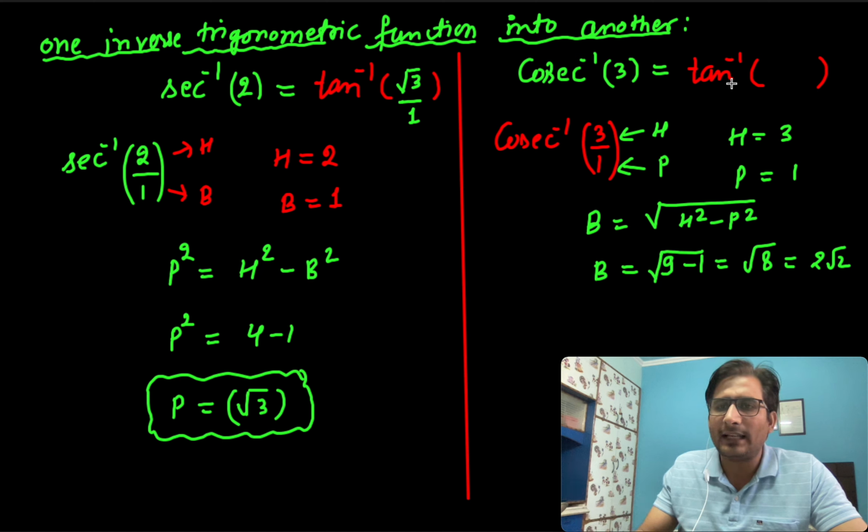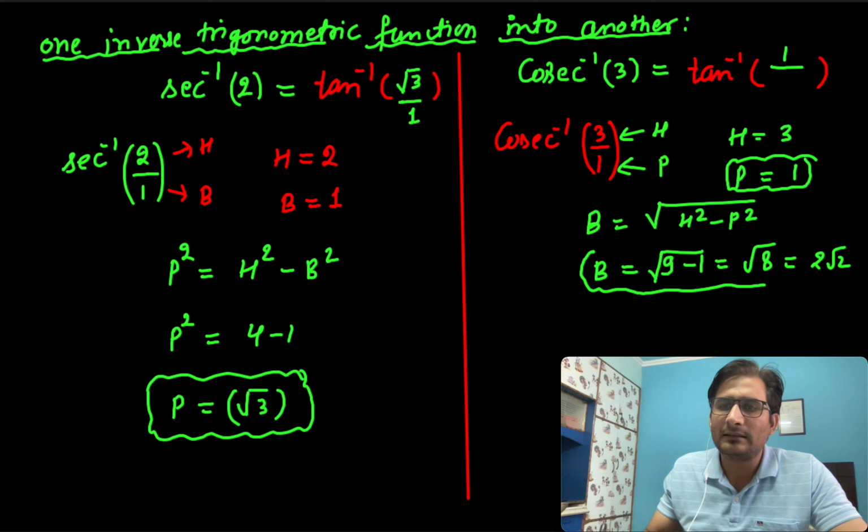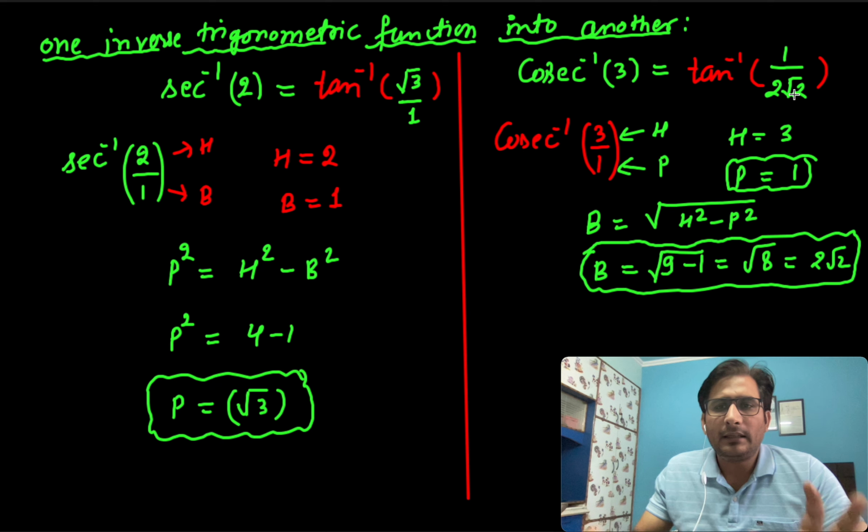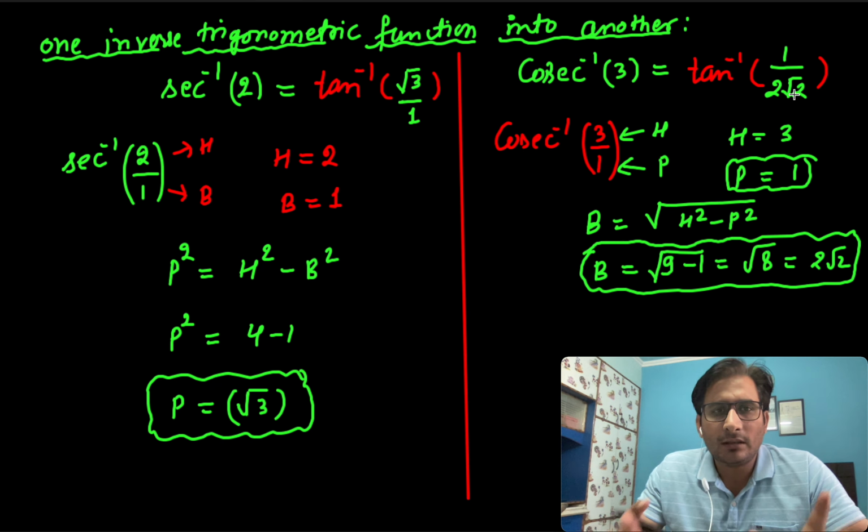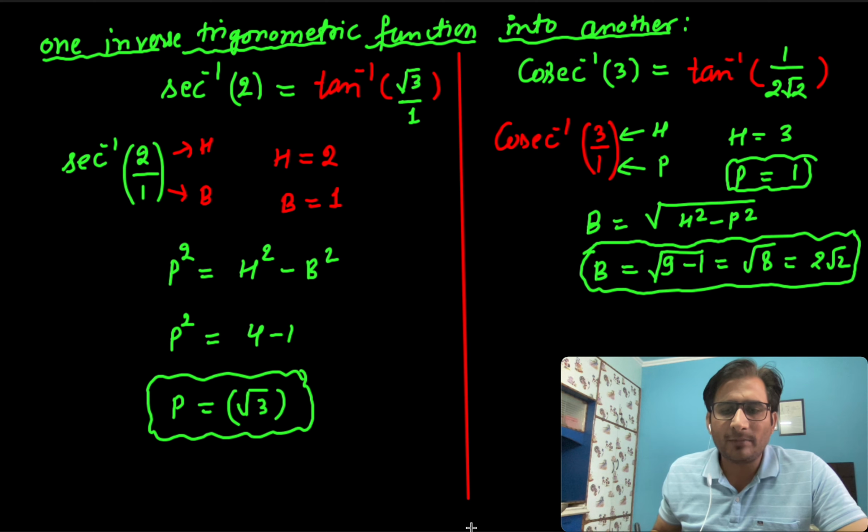So what is tan? Tan is equal to perpendicular upon base. The perpendicular is 1 and the base is 2 root 2. Right? I hope this is clear to you all, how to change one inverse trigonometric function into another. This is an easy thing. Now let us solve a question based on this.